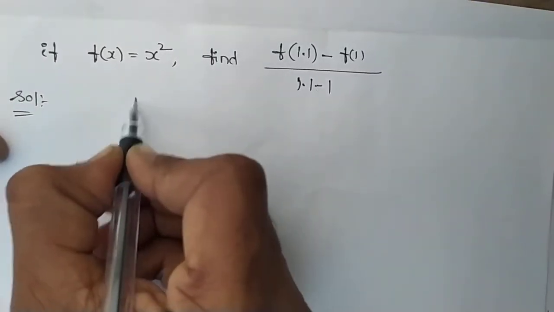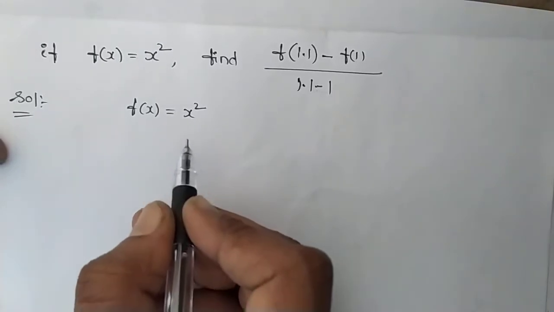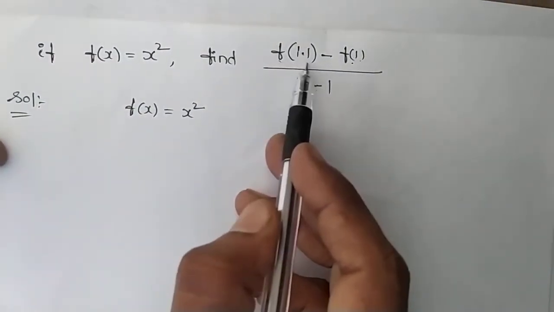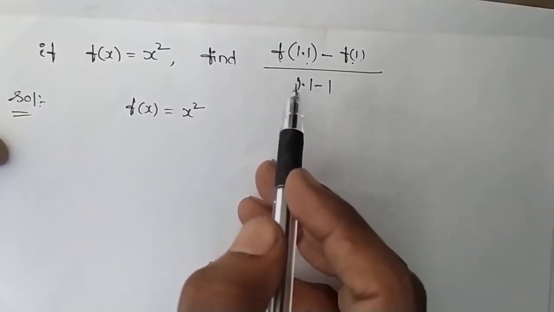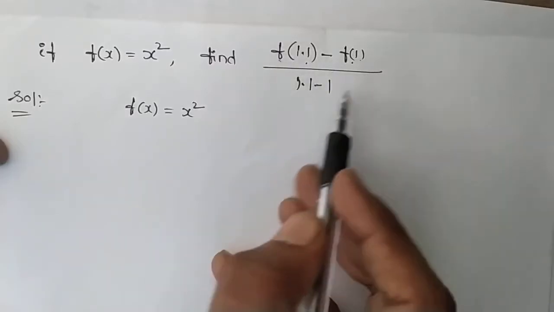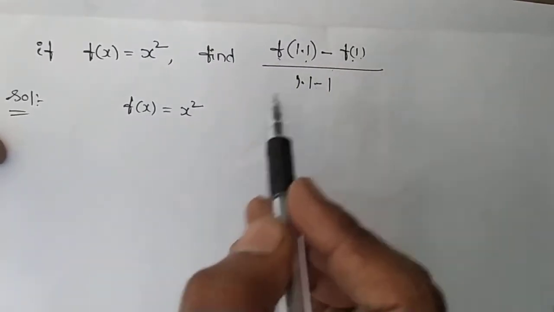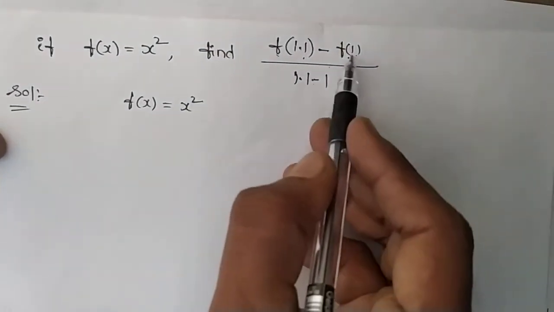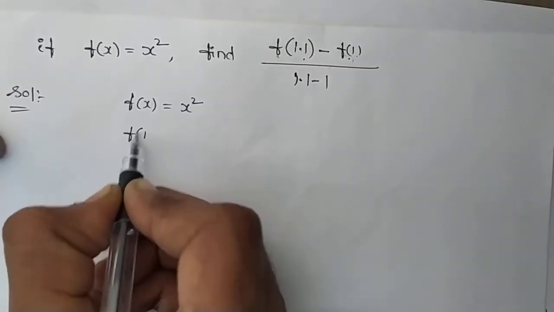Given function, that is f of x equals x square. First of all, we have to find the values of f of 1 and f of 1.1. Then after that, we have to substitute those points in this given condition. Finally, we will get the answer. Let us find out f of 1. f of x equals x square.